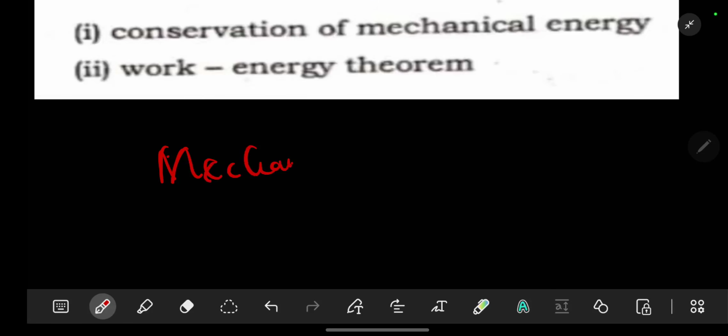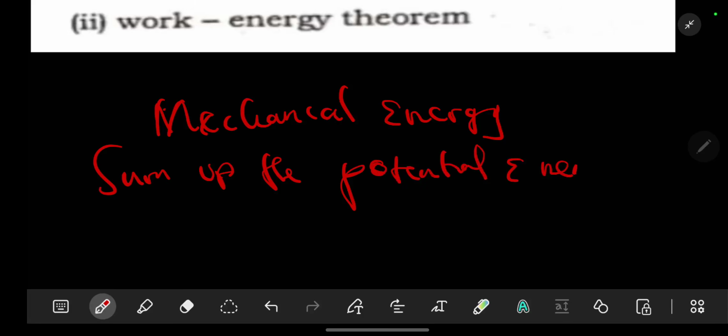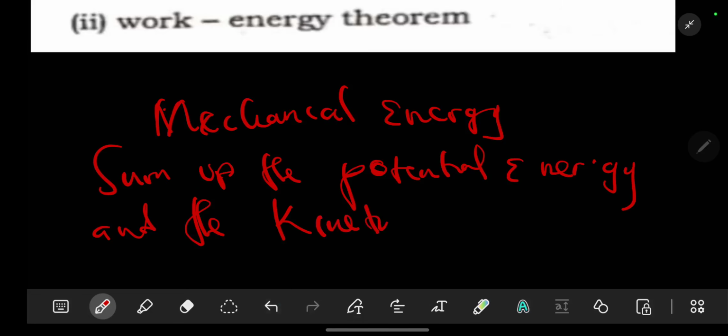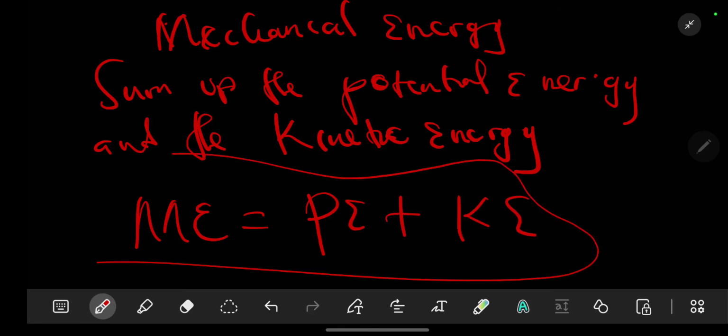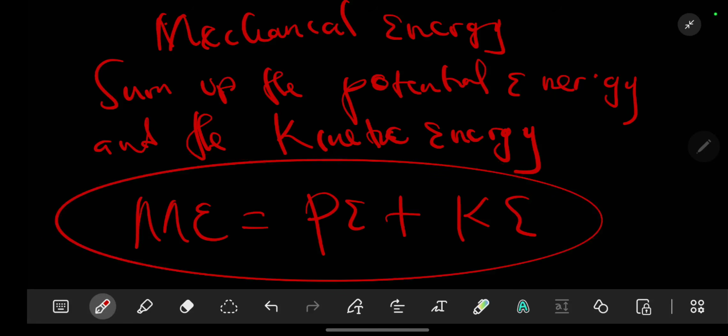What is mechanical energy? Mechanical energy is defined as the sum of the potential energy and the kinetic energy. So the mechanical energy is given as the potential energy plus the kinetic energy. This is the formula for mechanical energy if you add those two.